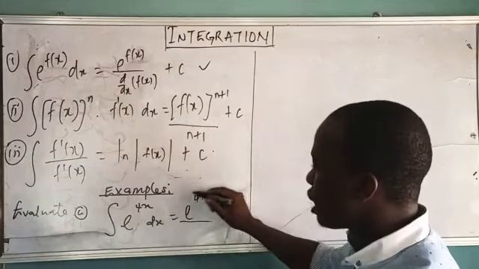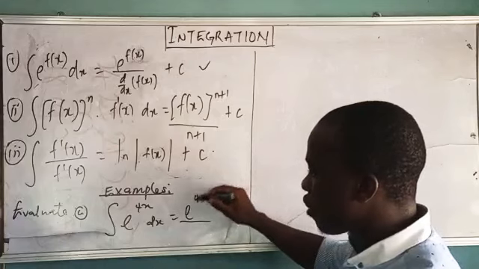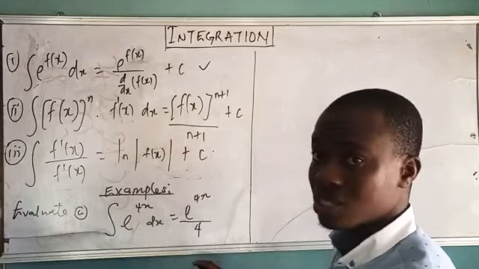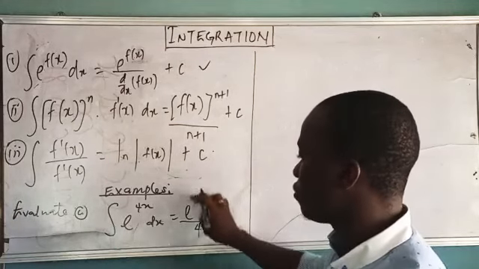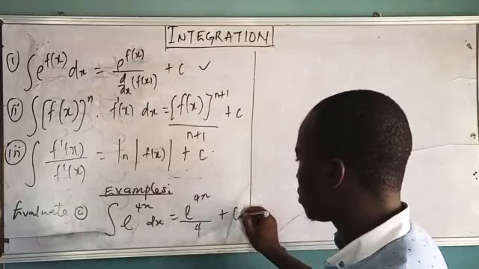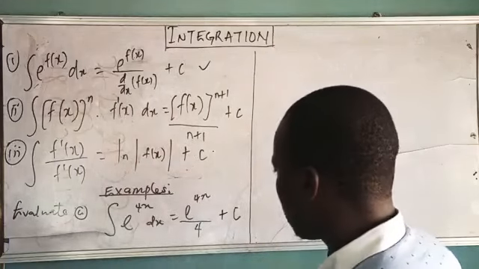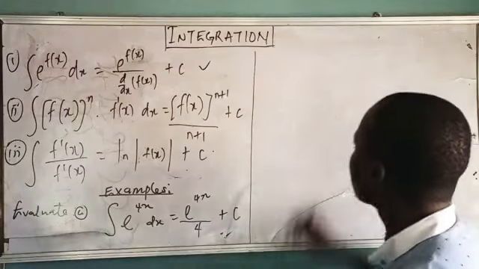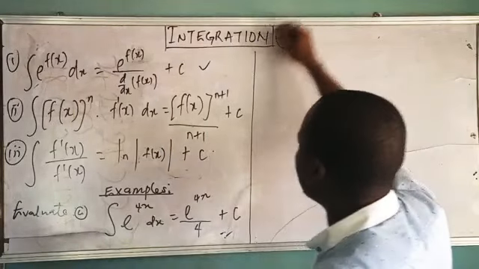So now you're going to differentiate 4x. Differentiating 4x will give us 4, which is the differential coefficient of this, as we have here, plus c, which is our constant of integration. So it is solved.